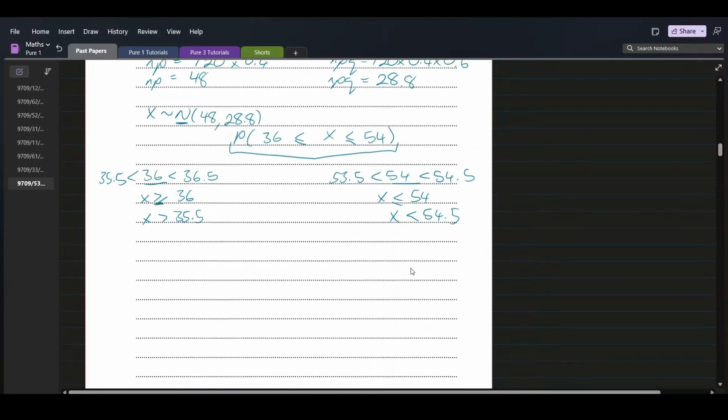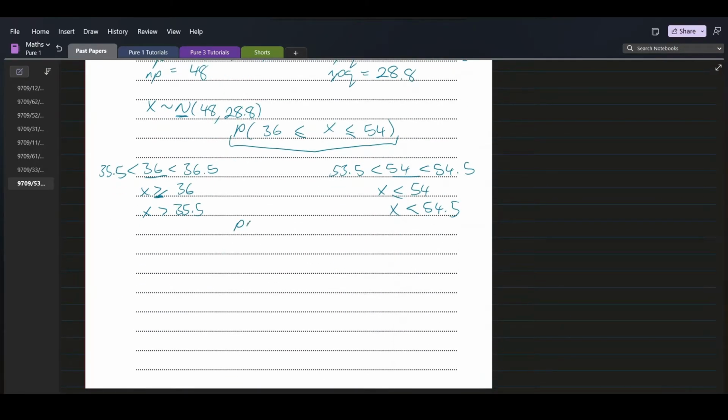So putting everything together, this means we are evaluating the probability that x is between 35.5 and 54.5. And now we can standardize and evaluate our probability. So this becomes 35.5 minus our mean, which is 48, over the square root of 28.8, and this is z, then 54.5 minus 48 over the square root of 28.8.